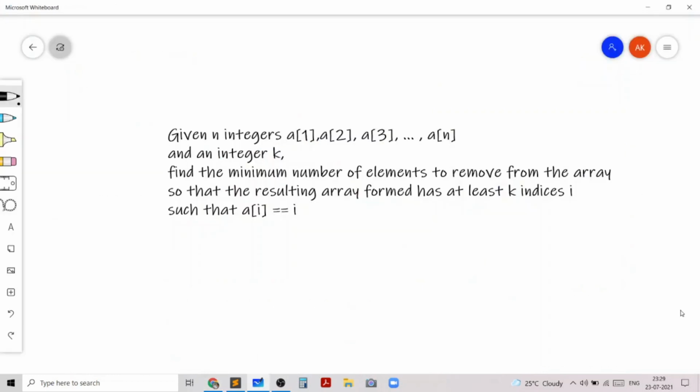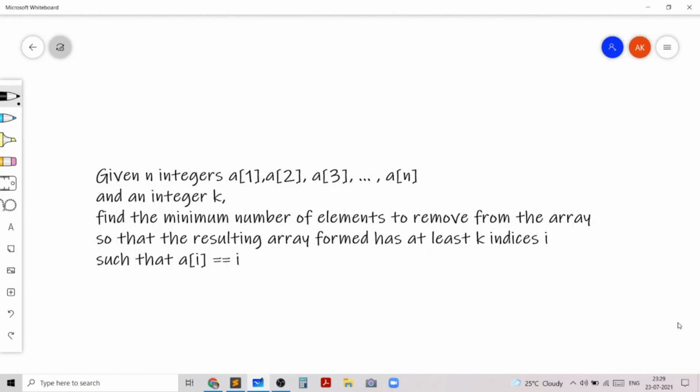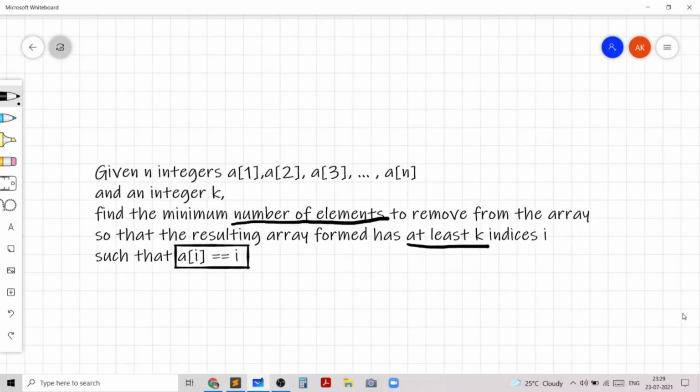So in this problem, we are given n integers, a1 through an, and an integer k. What we need to do is remove some number of elements. We need to minimize the number of elements we remove so that the new array, formed by removing these elements, has at least k indices which are equal to their value. So after we remove some number of elements, the resulting array should have at least k indices i such that a_i is equal to i, or the element at index i is the same as the number i.